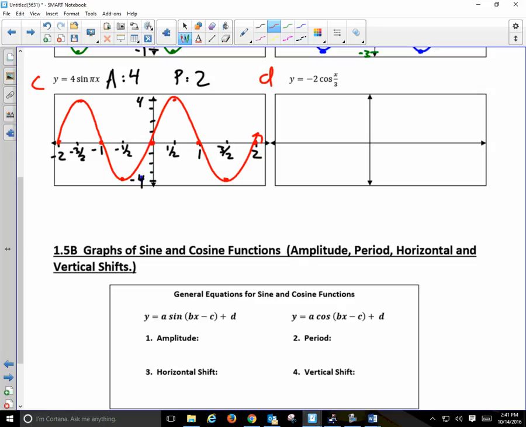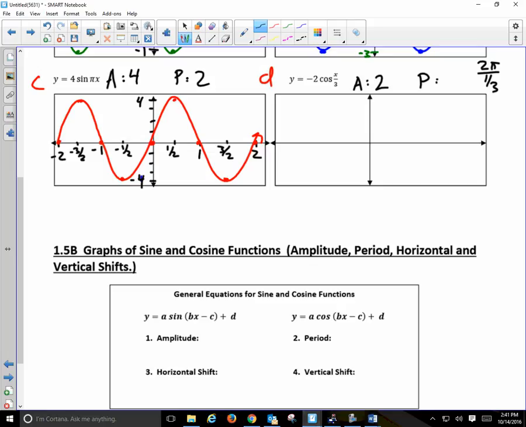We'll do one more. Amplitude. 2. Period. Uh-oh. Two pi divided by what? What's the fraction? What's the number in front of x? There's a 1, and it's being divided by 3. So the fraction is 1/3.